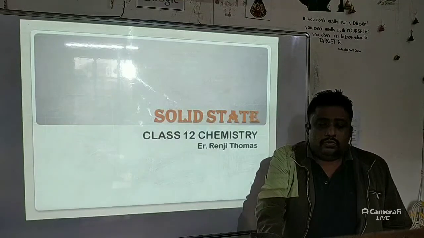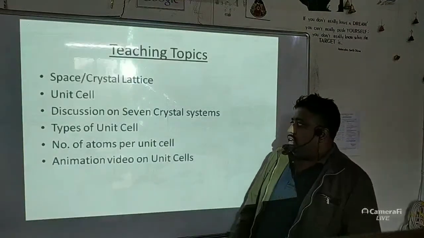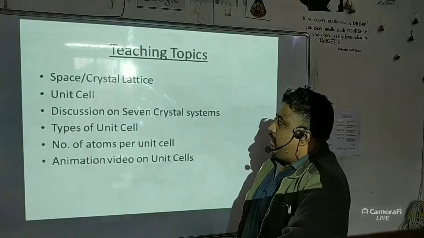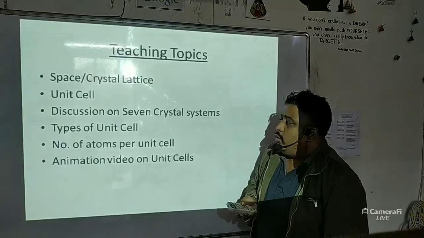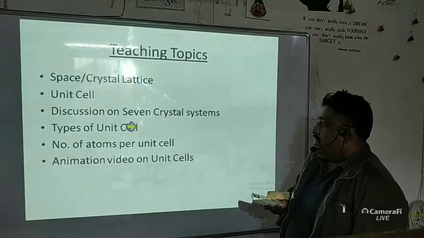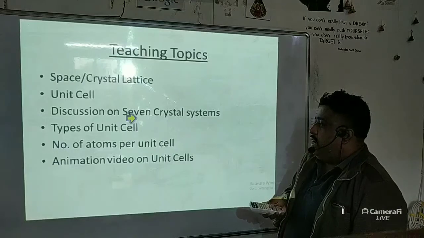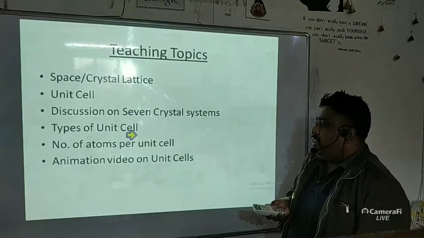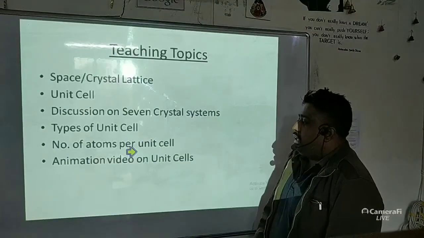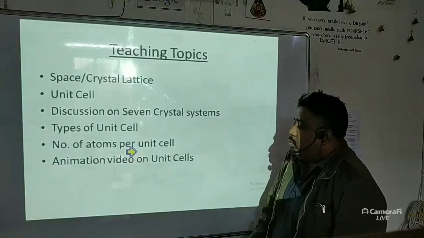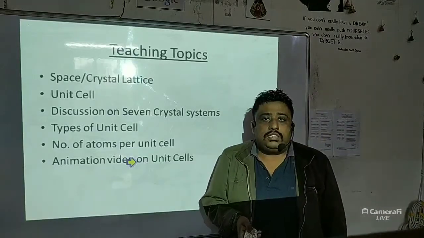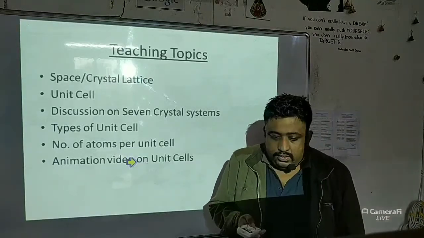So we all know what things we are going to study today. Let us have a discussion first. We are going to study the space lattice or crystal lattice, the unit cell, and the 7 crystal systems. Next we will go to the types of unit cell, and then calculate the number of atoms per unit cell. And lastly, we are going to watch an animation video on the unit cells. So let's get started.